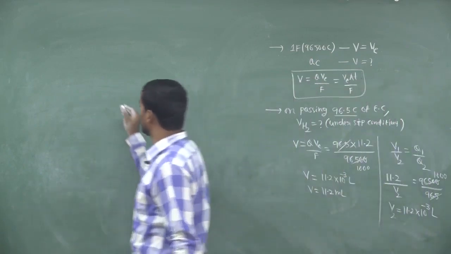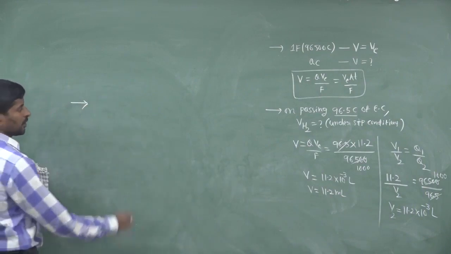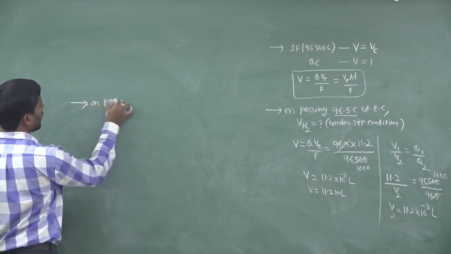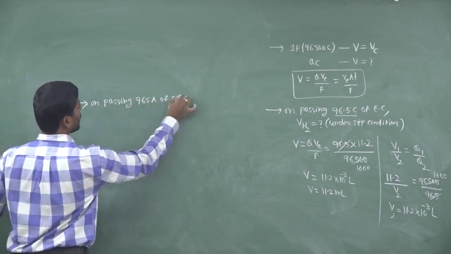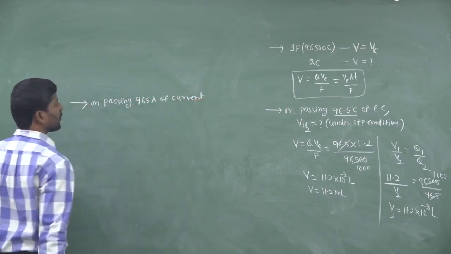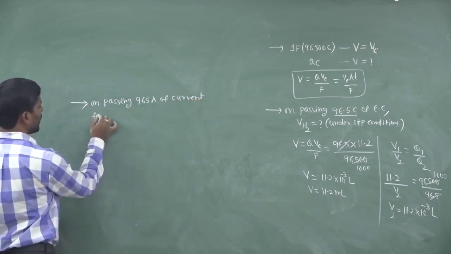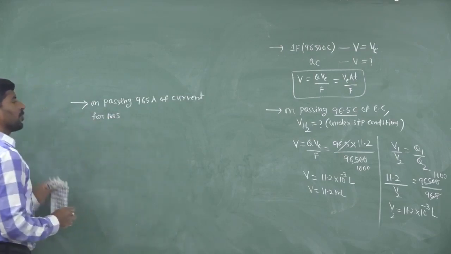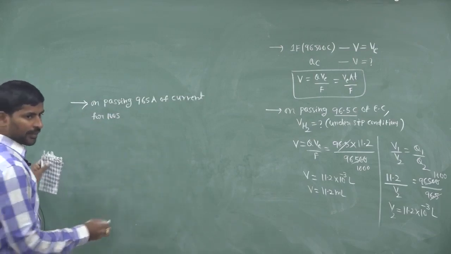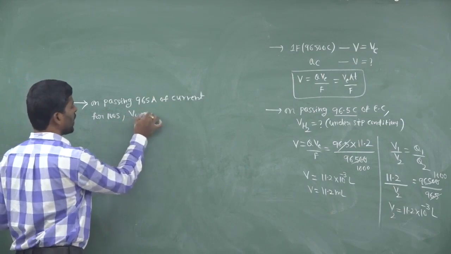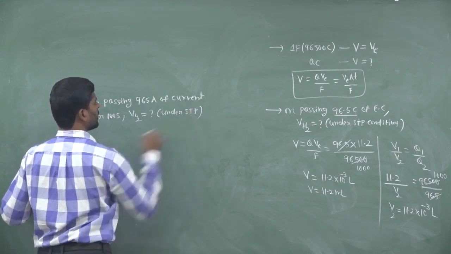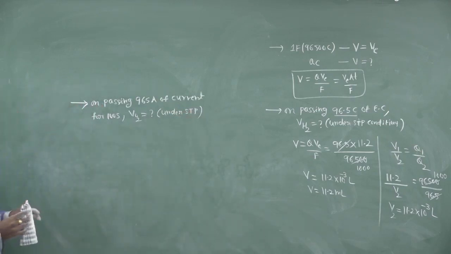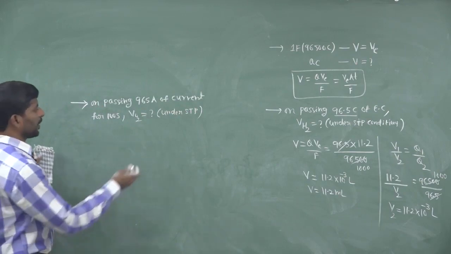Okay. So, next one, for example, I am giving like this: on passing 965 amperes of current for 100 seconds, what is the volume of O2 gas evolved under STP conditions?